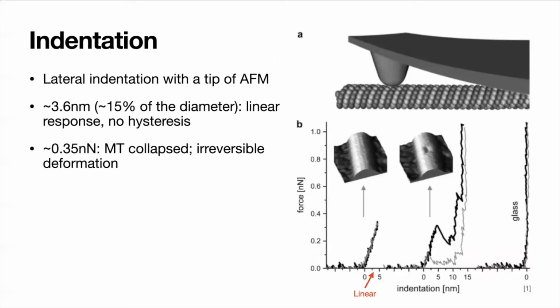There are also other methods to investigate the lateral deformation. One of them is indentation, which is a method that we talked about in class. For indentations up to 3.6 nanometers, which is about 15% of the microtubule diameter, there is approximately a linear elastic response. If we unload it, we can see the process is reversible and there is no hysteresis loop. If we continue to increase the force up to about 0.3 to 0.35 nanonewtons, the microtubule will experience a small collapse and there will be a 1 nanometer indentation step. This time, the process is no longer reversible and a hysteresis loop is created.